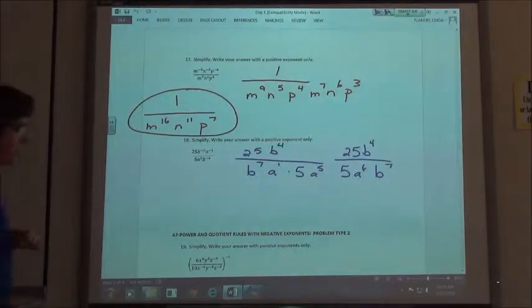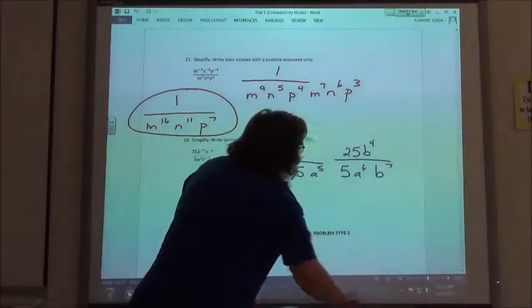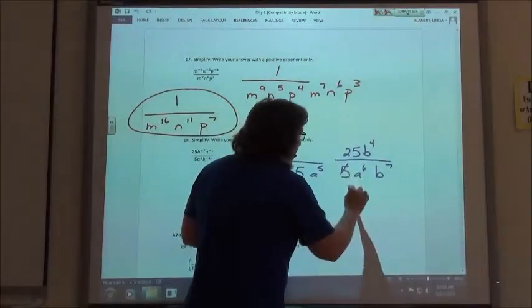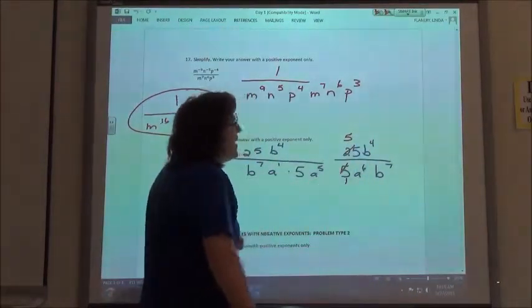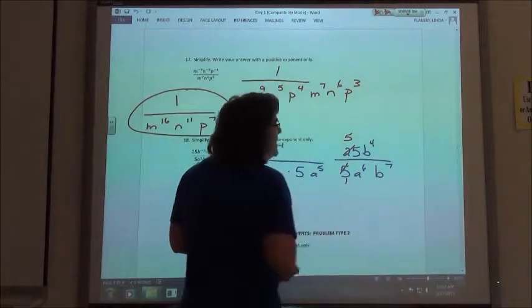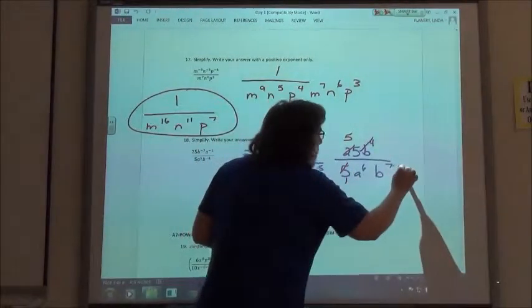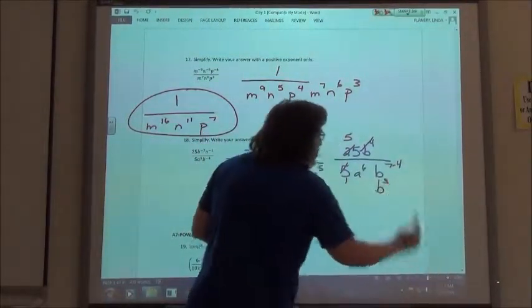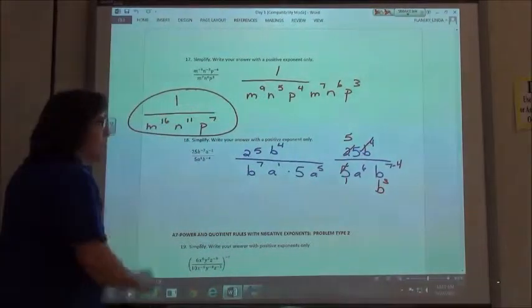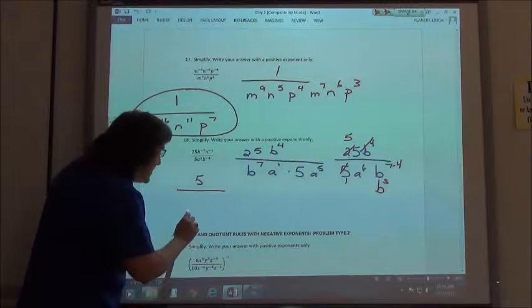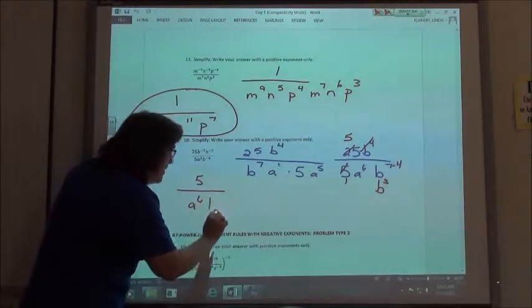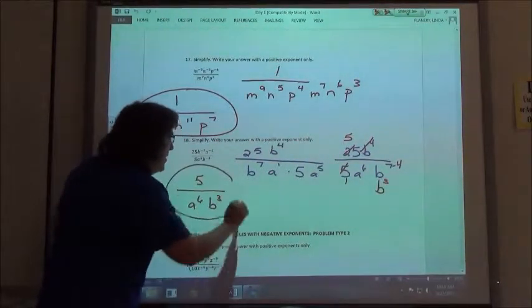Now this one I can reduce a little bit. I can reduce the 5 with the 25. 5 goes into there once and into there 5 times. And then I can reduce my b's. I've got 4 on top and 7 on the bottom, so if I take that 4 out of there, that leaves me that extra 3 on the bottom. So my answer is that I have a 5 on top and a to the 6th, b to the 3rd down on the bottom.